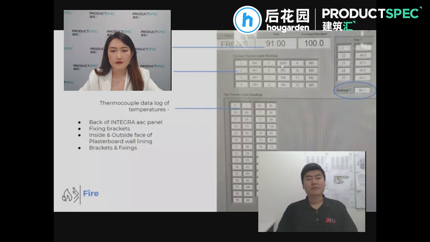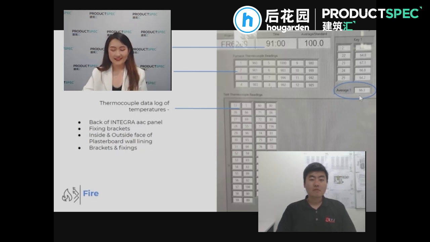So on one side, on the fire side, I have 1,000 degrees, 980 degrees. Yet on the non-fire side, my average temperature is 66.3 degrees. So if you put your hand on that wall, you would know, well, outside of the flashing lights and sirens, you'd know there's a fire next door. But you wouldn't see flames coming through your wall. All right? So that gives you a bit of an idea of the performance.